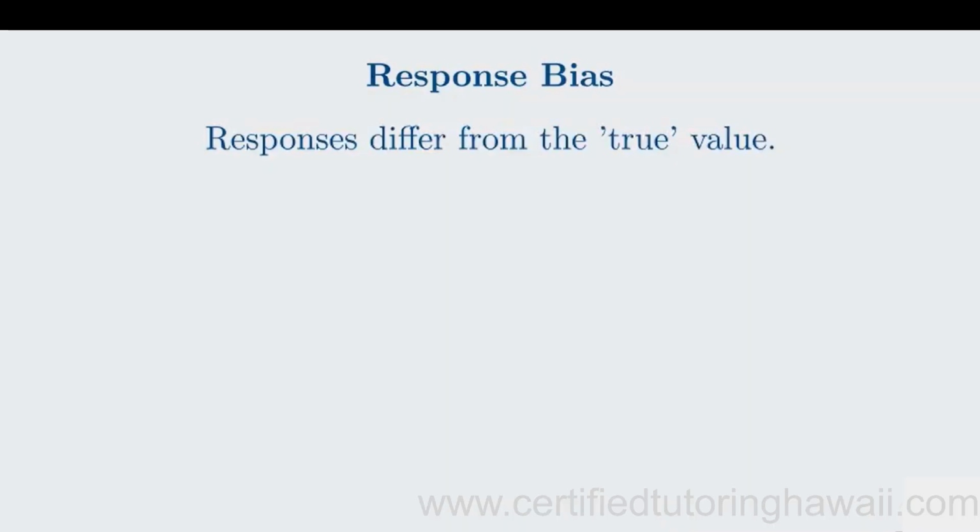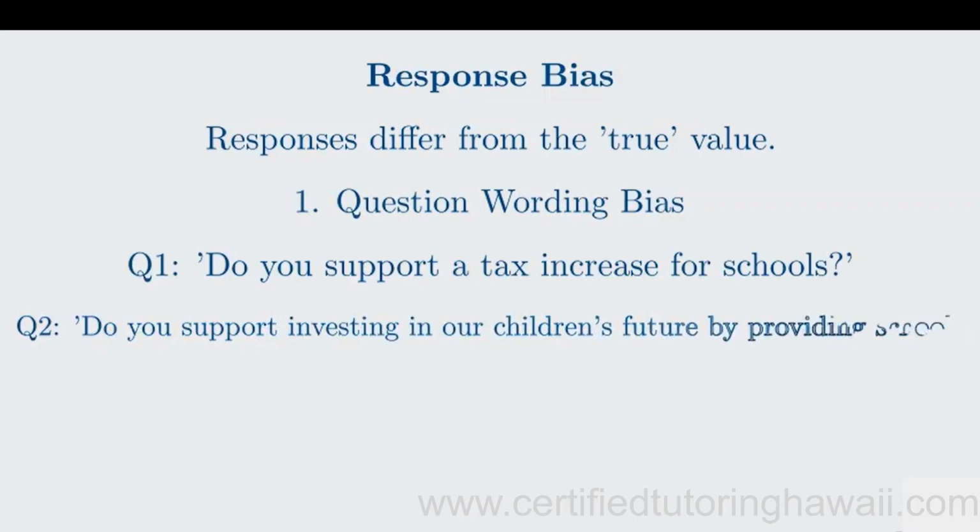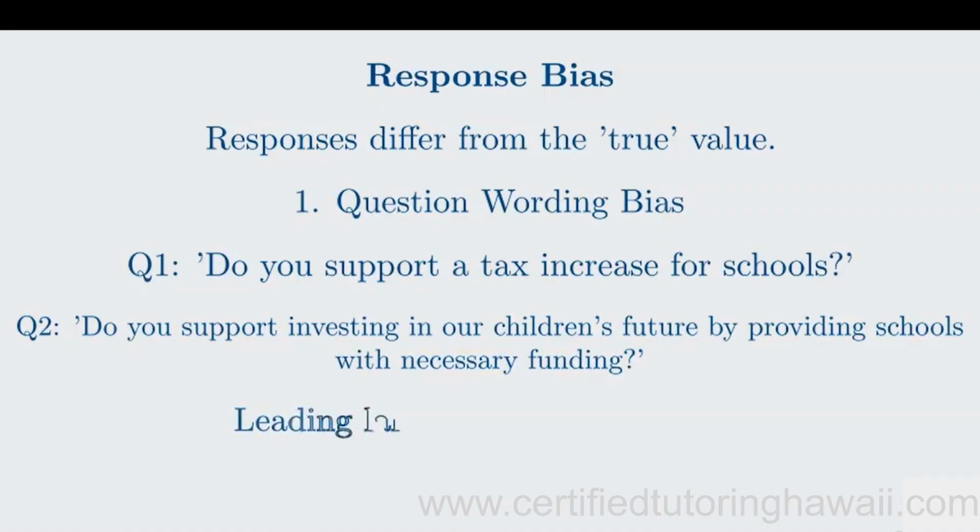Finally, let's look at response bias. This is a broad category where the actual data collected is wrong or pushed in a certain direction. Response bias occurs when the responses provided by individuals tend to differ from the true value. This can happen for several reasons. The most common is question wording. Consider these two questions. Question 1. Do you support a tax increase for schools? Question 2. Do you support investing in our children's future by providing schools with necessary funding? The second version uses leading language. People are more likely to say yes to investing in children than to a tax increase, even if they mean the same thing.